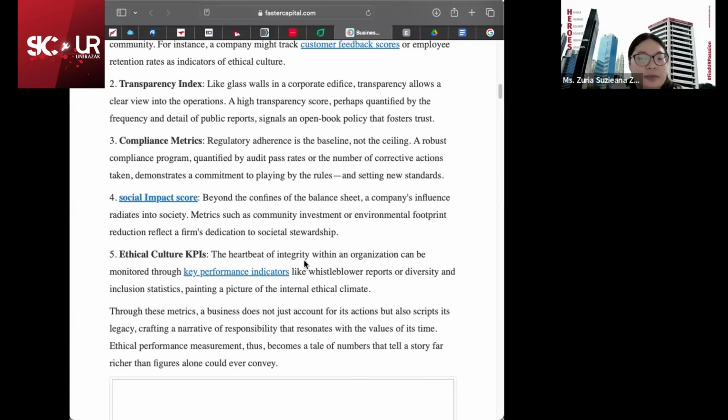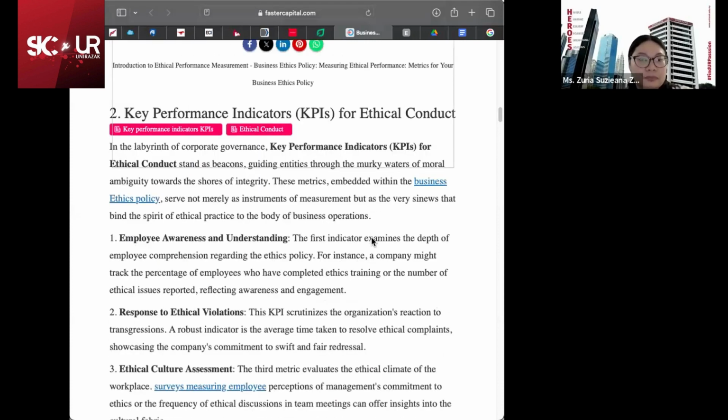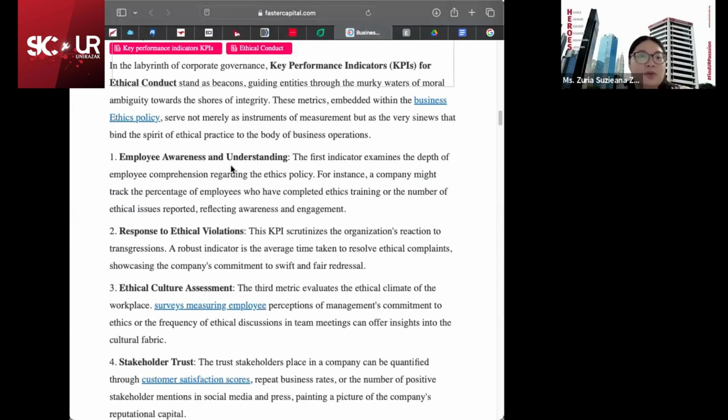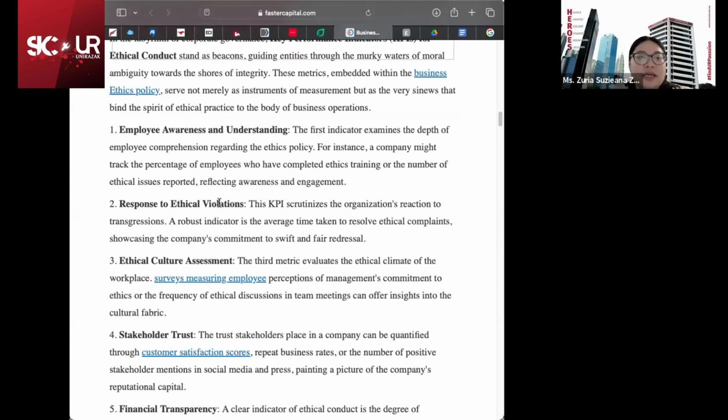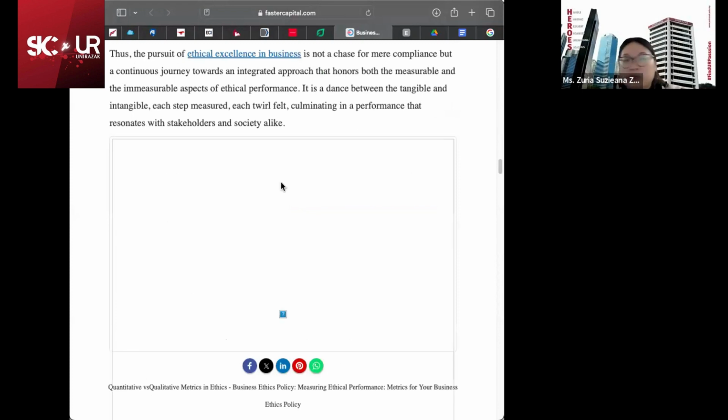And then ethical culture KPI, so you should have indicators, for example your internal environment, internal practices, and then for diversity, reporting, whether you have a platform for reporting or not, so as to come up with a key performance indicator for ethical culture. This one is here: employee awareness and understanding, response to ethical violation, culture assessment, stakeholder trust, financial transparency, and so on. I have given it to you here.